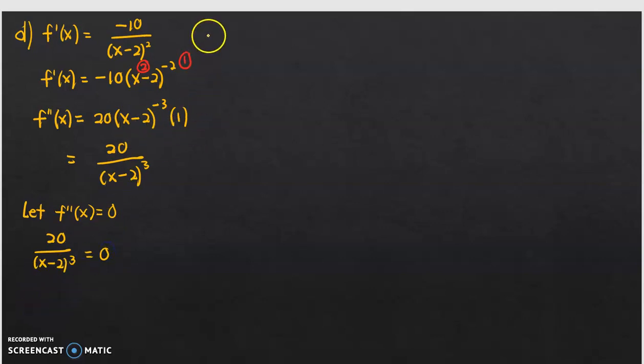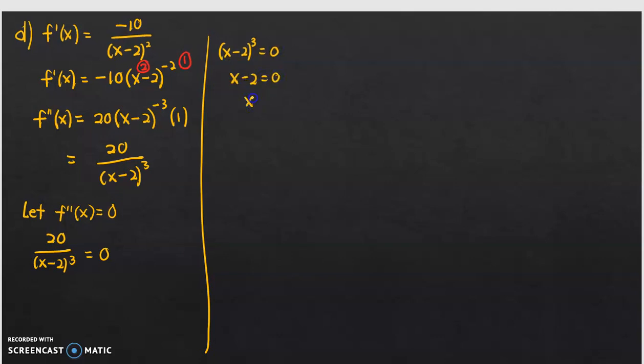So next is inflection. Since the numerator is 20, we just concentrate on the denominator. So (x - 2)^3 is equal to 0. x - 2 is equal to 0. x is equal to 2. So for the inflection line, we only have one value, which is 2. Then we need 2 intervals.